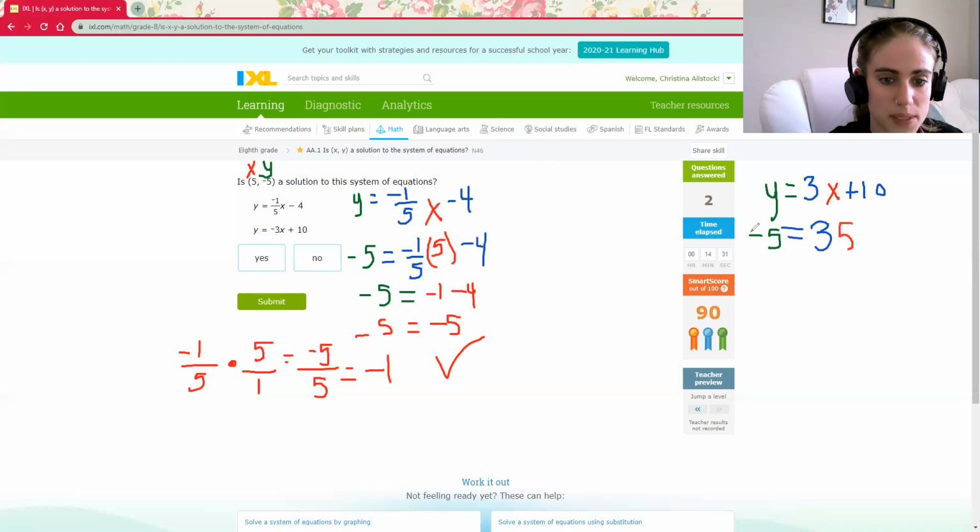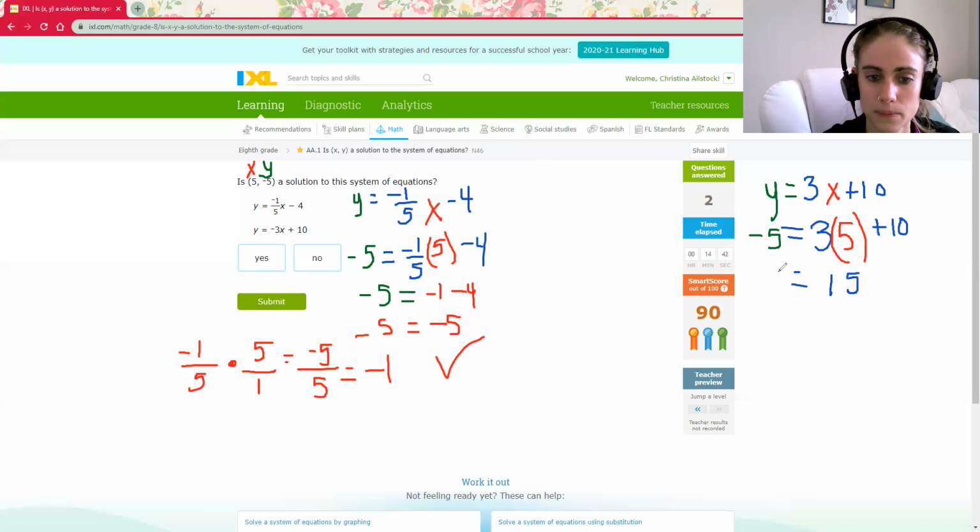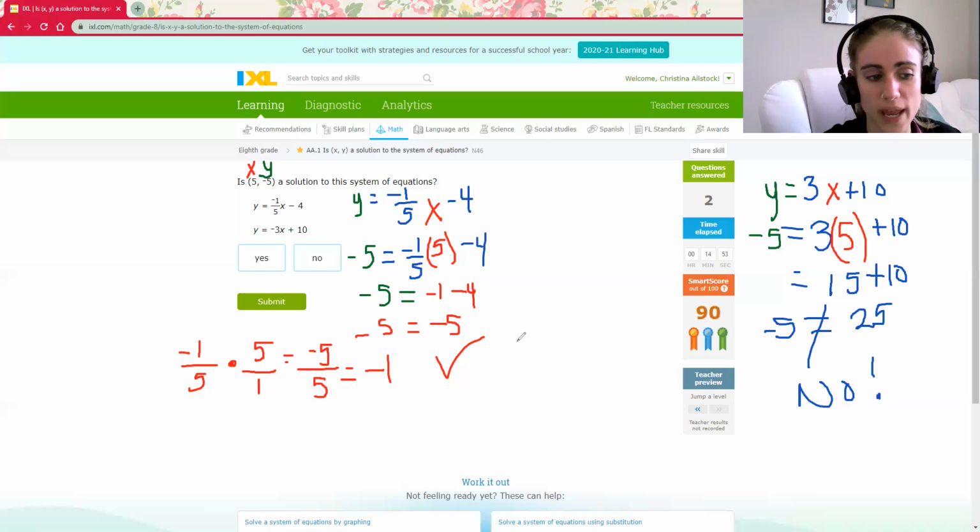So instead of 3 times x, we have 3 times 5 and plus 10. All right, multiplication, 3 times 5 is 15. 15 plus 10 is 25. Does that equal a negative 5? No, it does not. So once again, we have another problem where it works for one, but not for both. Therefore, it's a solution to the first equation, but since it's not a solution to both, it is not an answer to the system. Therefore, I have to select no.